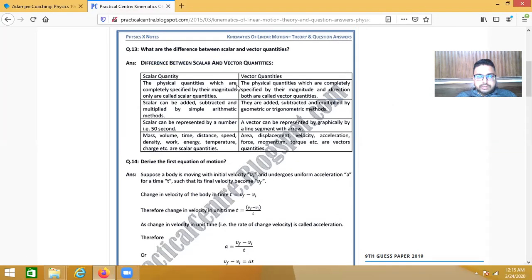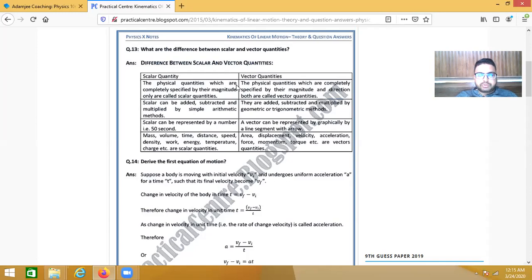So you can easily see this. Let me recall this once more, that all those physical quantities which have magnitude only are known as scalar quantities. On the other hand, vector quantities are those quantities which have magnitude and a specific direction. Means without direction you cannot specify or express these physical quantities which are vector quantities.